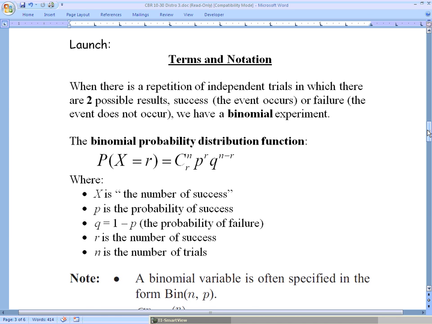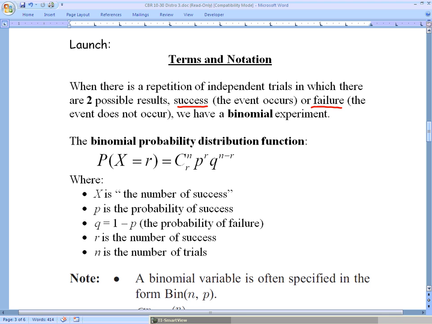All right, to start off with, when there is a repetition of independent trials in which there are two possible results, success or failure, we have a binomial experiment. So when I say success and failure, that could be any number of things, like checking whether I actually pass or fail on a test, or it could be something as simple as showing up to school or not showing up to school. But again, where you have lights on, lights off, something happens, something doesn't happen. Faulty light switch, not faulty light switch, things of that nature, where there's a yes and a no response. That is a binomial distribution.